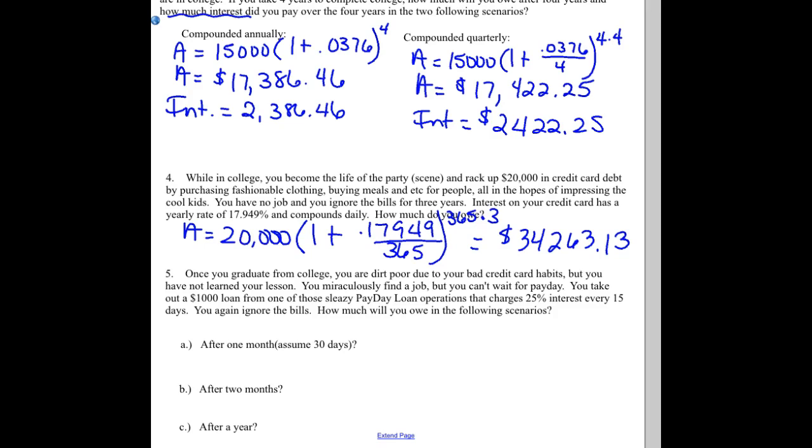So you rack up $20,000 of credit card debt. You choose not to pay anything for a while because you don't have any money. And you don't tell your parents about it, right? Because you don't want to shock them. You're going to end up paying $34,263.13, which means you're paying $14,000 some in interest.